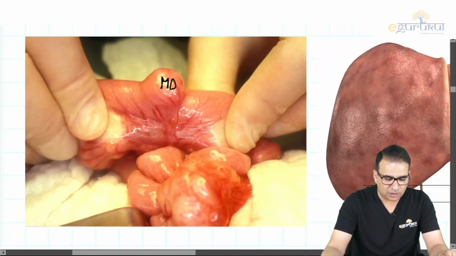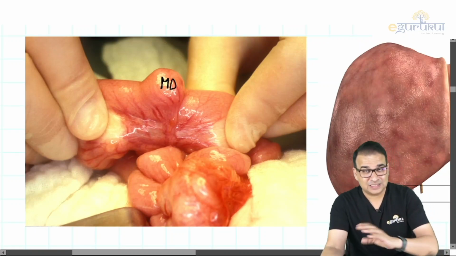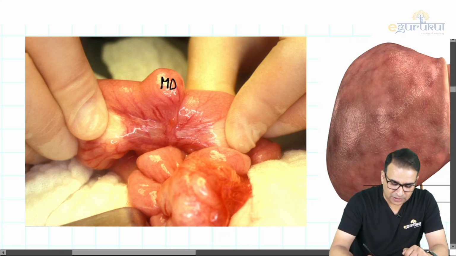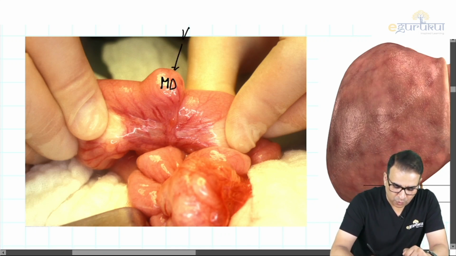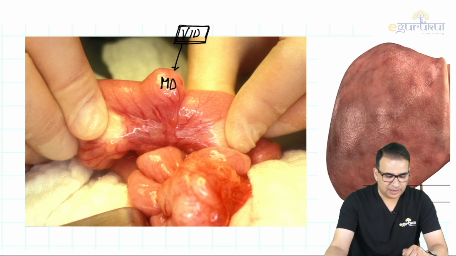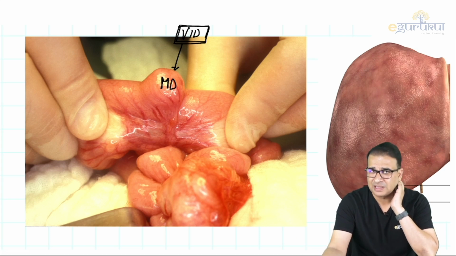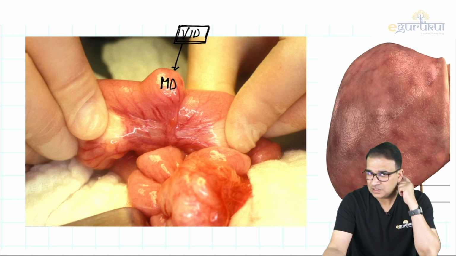So, Meckel's diverticulum is a true diverticulum. It does have all three layers. This Meckel's diverticulum is the remnant of the vitello-intestinal duct. It's the most common congenital anomaly of the GI tract, very commonly found on the anti-mesenteric border of the small intestine.